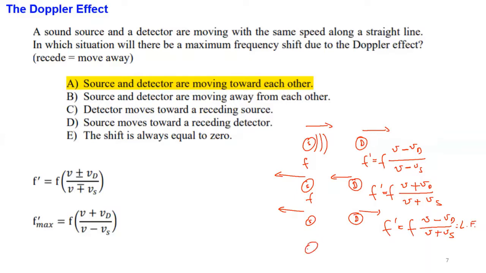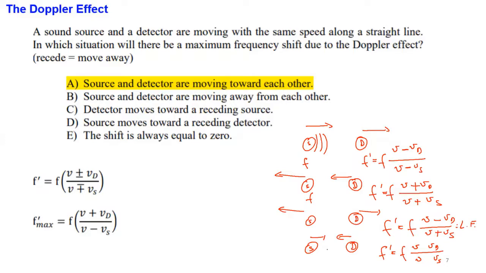Last but not least, they are moving towards each other. This is moving in this direction, this one is moving in this direction. So F prime is F (V ± VD)/(V ± VS). Again, as we said in class, V is the speed of sound, VD is the speed of the detector, VS is the speed of the source. They are moving toward each other.